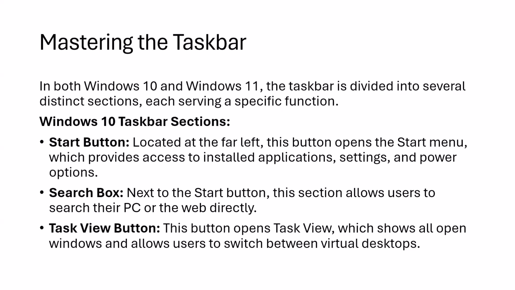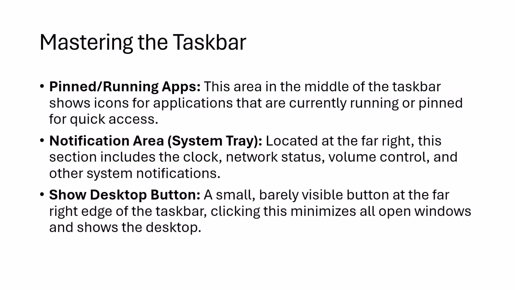In Windows 10, the Start button is located at the far left. This button opens the Start menu, which provides access to installed applications, settings, and power options. The search box is next to the Start button. This section allows users to search their PCs or web activity. The Task View button opens Task View, which shows all open windows and allows users to switch between virtual desktops.